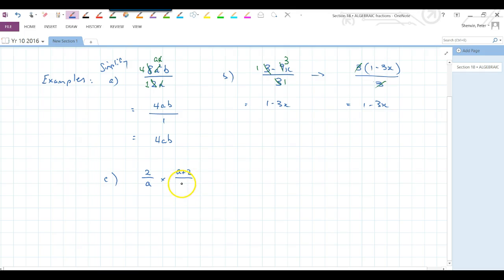So 2 over a times a plus 2 over 4, look at this, multiplication. Now with multiplication, we can look for common factors, and we can cancel using common factors, not just here and here, but here and here also. So top and any bottom. Okay, so any pair where one's in the top, one's in the bottom. So I can look here and here, which is going to help me, isn't it? Because 2 goes in once there and twice there.